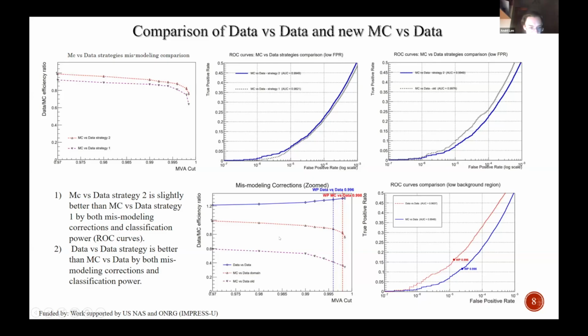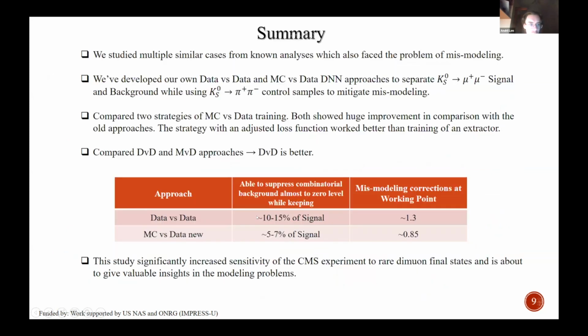But in defense of the Monte Carlo versus data approach, our new Monte Carlo versus data approach is significantly better than what was before. As you can see, this curve represents the old Monte Carlo versus data approach, and our new corrections are approximately 2 times better, which is pretty impressive.